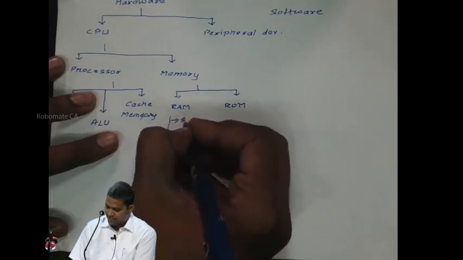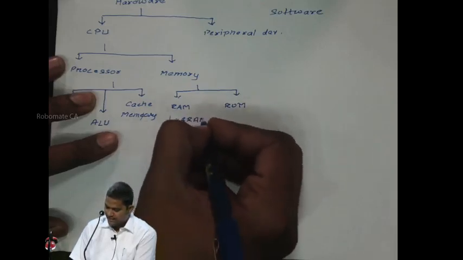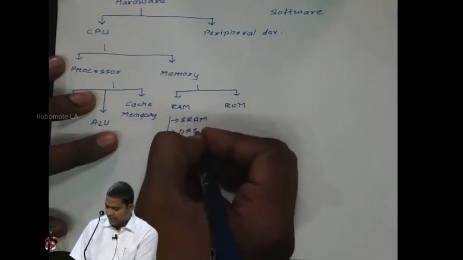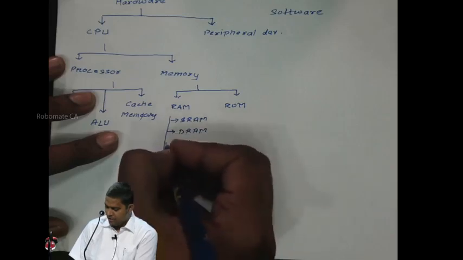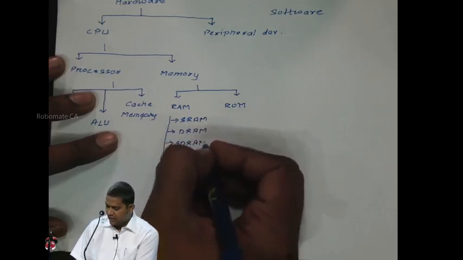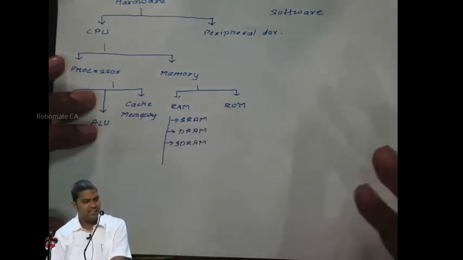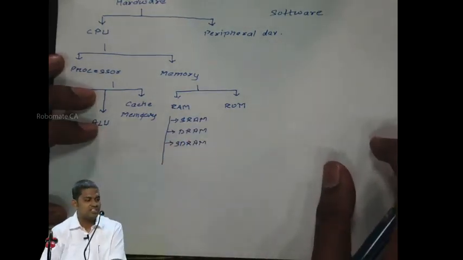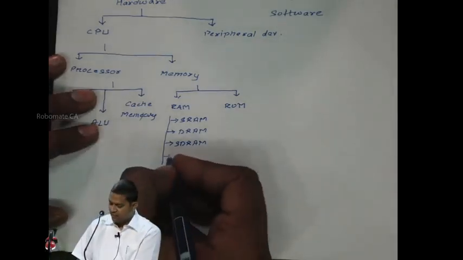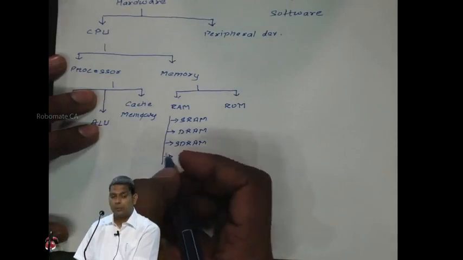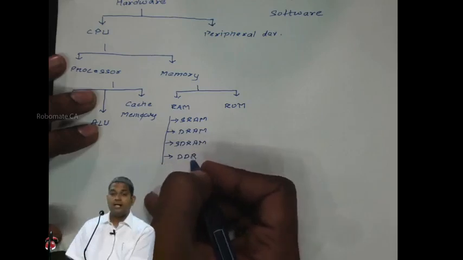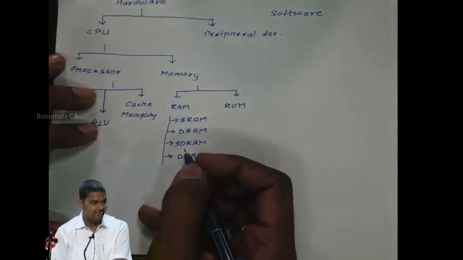We have SRAM, that is static RAM. Then we have DRAM, that is dynamic RAM. We have SDRAM. SDRAM means it is not static, it is dynamic RAM. It is synchronous dynamic random access memory. Then we have what is available in today's market, that's called DDR. That is double data rate.